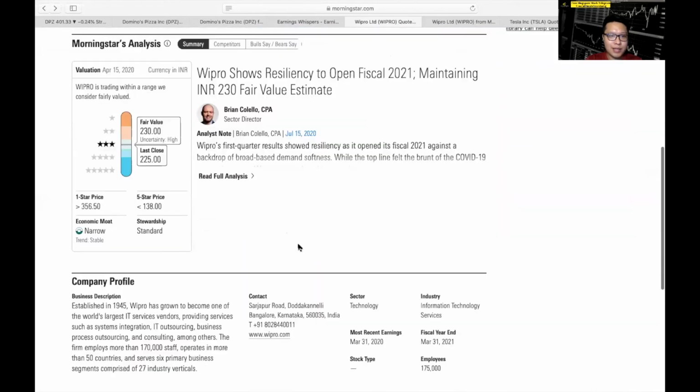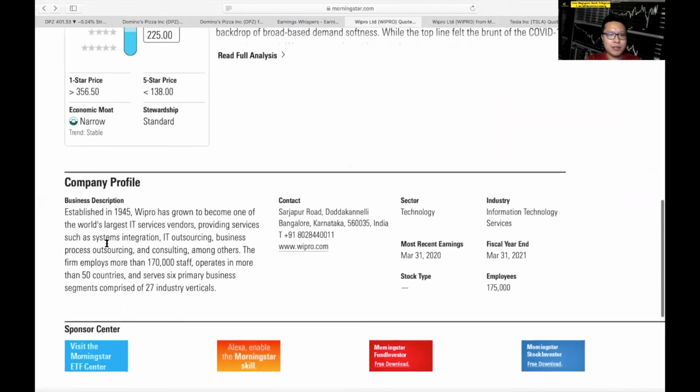Very quickly, we can see that Wipro is one of the world's largest IT services vendors. They do a lot of IT outsourcing, business process outsourcing, and consulting. I think this explains why the business did well during COVID-19: people were forced to go online, to adapt and change their business from non-technology to IT-based, digital-based. That is why this company is in high demand. Everybody is saying, hey, I need to transform my business digitally.